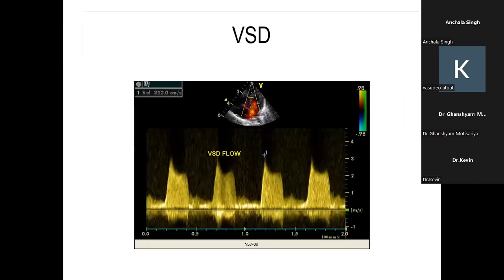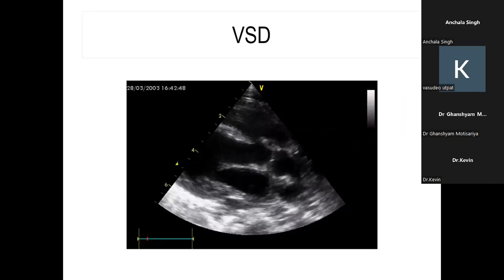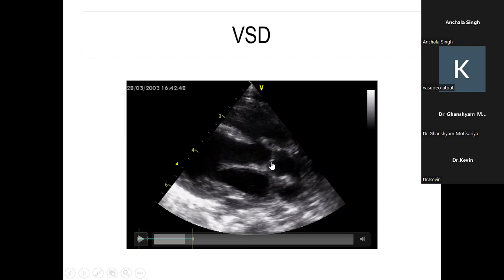Look, if you find this VSD where it's not overriding the aorta, suppose it comes and opens over here, the hole is somewhere over here. This is the anterior aortic root. This is the posterior aortic root. You remember this picture very well? This is the VSD. If there is overriding of the aorta, that is a VSD of tetralogy of Fallot.